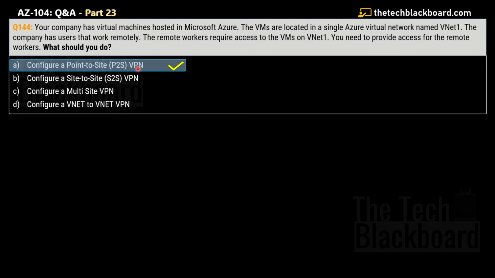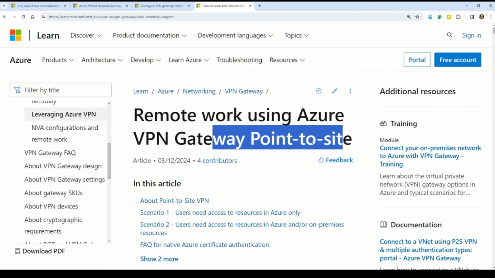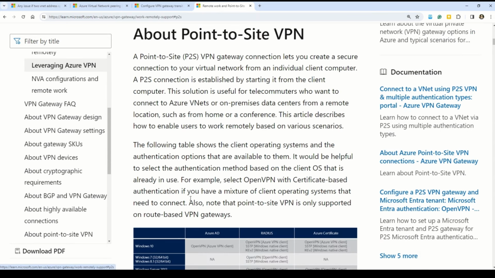And just so you understand, a point-to-site VPN gateway connection lets you create a secure connection to your virtual network from your individual client computer. Want to read more on point-to-site VPN gateway connections? Of course you do, and here's the documentation. Here you can understand all about remote work using the Azure VPN gateway point-to-site. To start with, you can understand what a point-to-site VPN is.